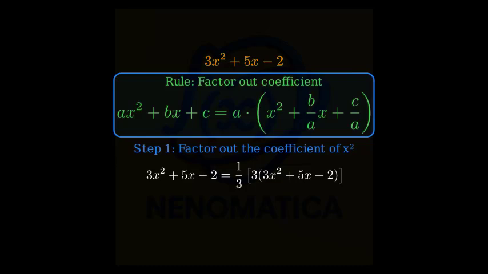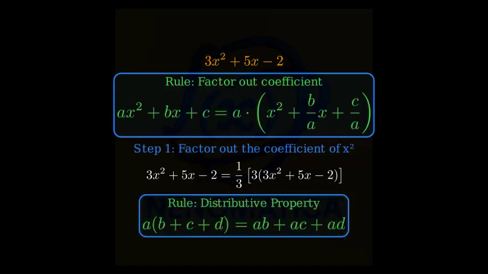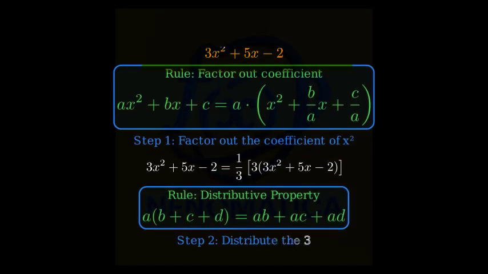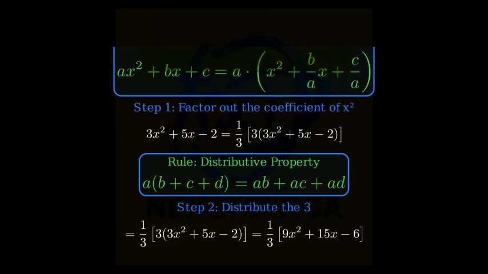For our second step, we'll distribute the 3 inside the brackets. When we distribute the 3, we get 1/3 times the quantity 9x squared plus 15x minus 6. This is an important step because we're preparing to factor the expression inside the brackets.